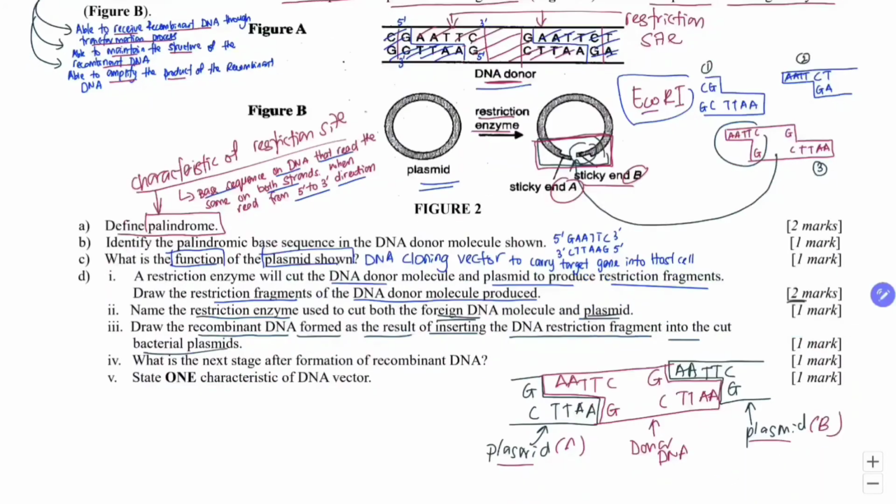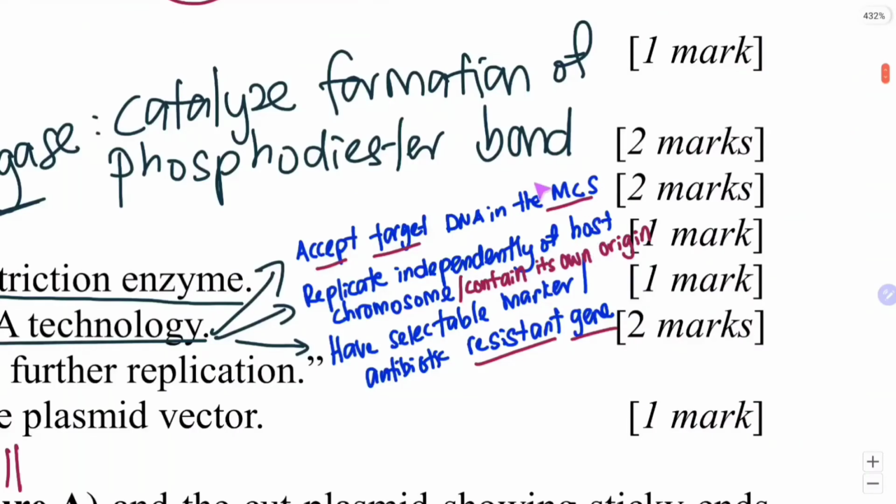Okay? Next, what is the next stage after formation of the recombinant DNA? So after step nombor 3 tadi, the next step mestilah transformation. Sebab nombor 3 tadi merujuk kepada insertion, so after insertion mestilah transformation. The last question, state one characteristic of the DNA vector ataupun DNA cloning vector. So sama sahaja karakteristik dia, iaitu yang ni tadi.